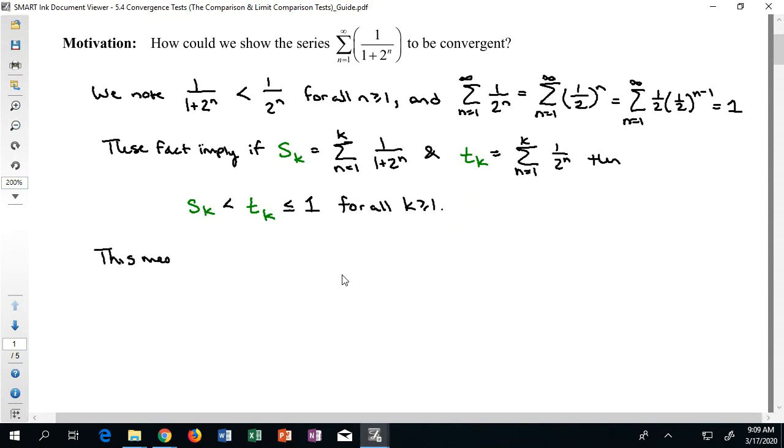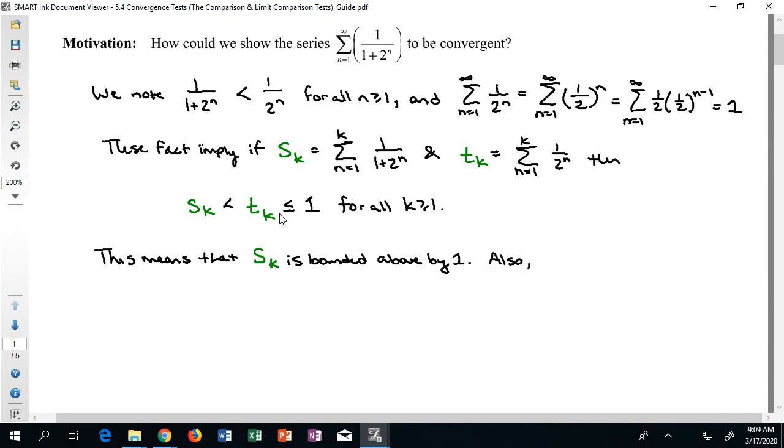I can say this means that S sub k is bounded above by 1, right? Like there's no way that S sub k can get bigger than the number 1, since T sub k never gets bigger than it, and S sub k is less than T sub k. But I could also maybe note the following.